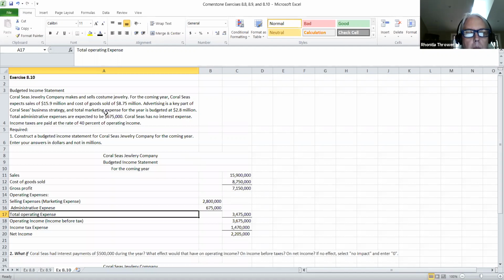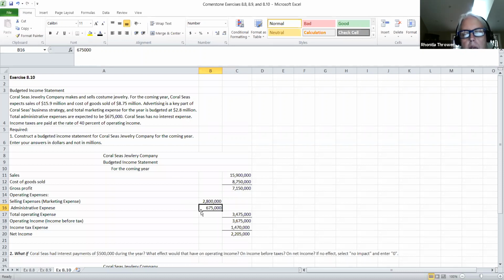And they have marketing expenses, which is a type of selling expense for the year, budgeted at 2.8 million, which is 2,800,000. That's what I put here. And then they've given you that the administrative expenses are expected to be 675,000. So they're just giving you the total amount of those administrative expenses. We could have broken these down, and companies would do this if they were working on a budget. But here they just took a shortcut and put the total selling expenses in and the total administrative expenses in.